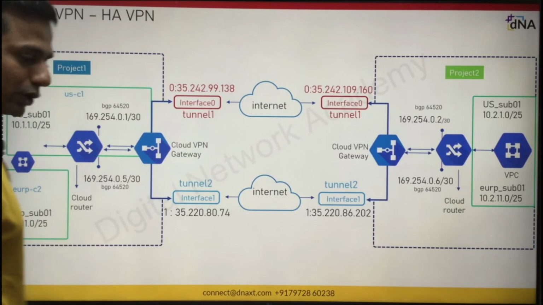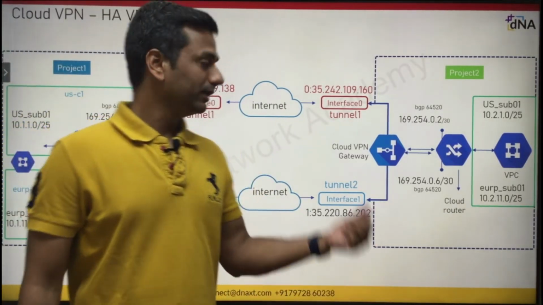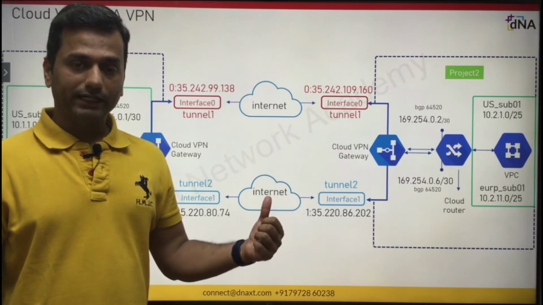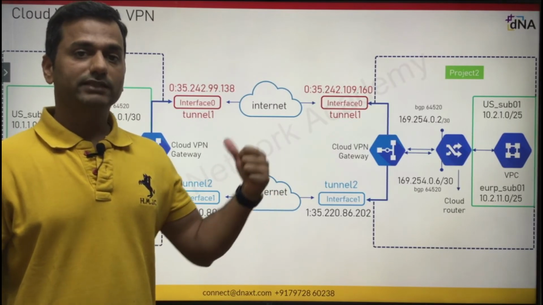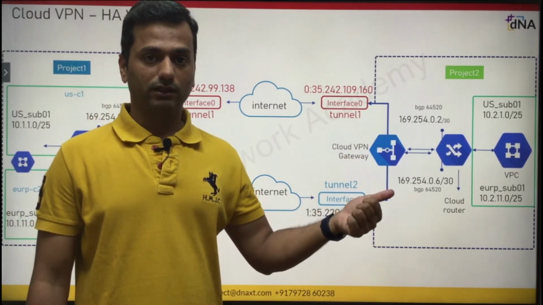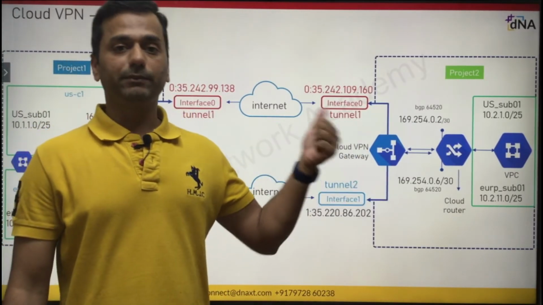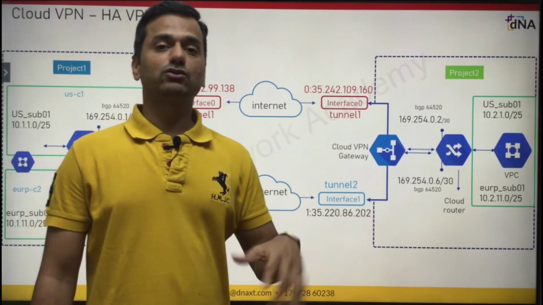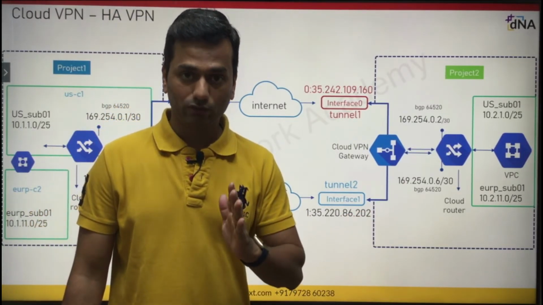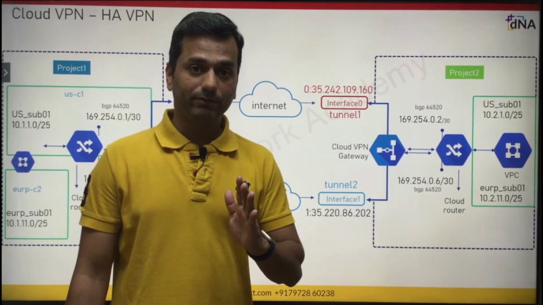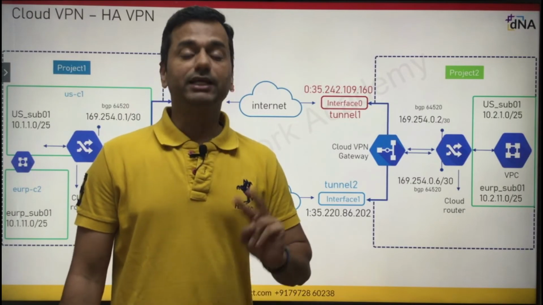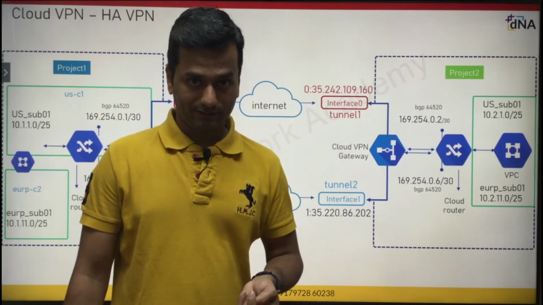Let me summarize quickly. Number one, Cloud VPN. Cloud VPN gateway will help you to establish a site-to-site VPN between the on-premises network or any other cloud service provider, or within GCP to GCP projects. Once you configure the cloud gateway, you will get an HA VPN. When you configure the cloud gateway in an HA VPN, you will get 2 interfaces, interface 0 and interface 1, and each interface will get a public IP address.